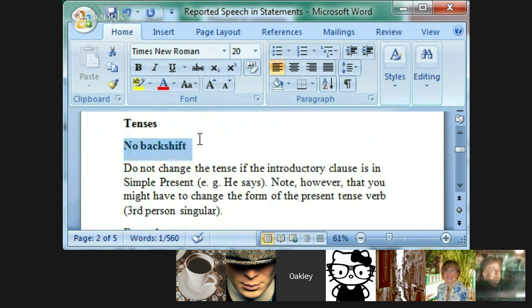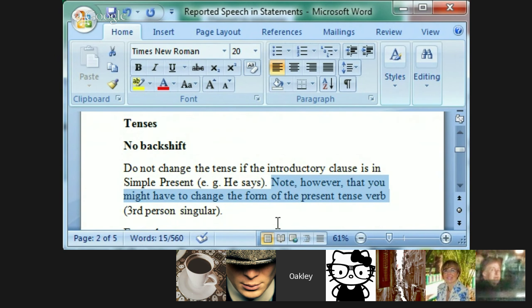Tenses, no backshift. Do not change the tense if the introductory clause is in simple present. He says, for example. Note, however, that you might have to change the form of the present tense verb.